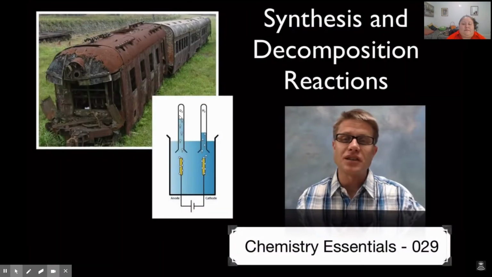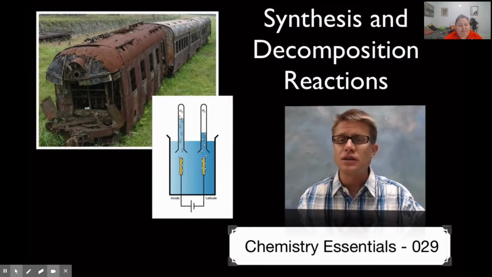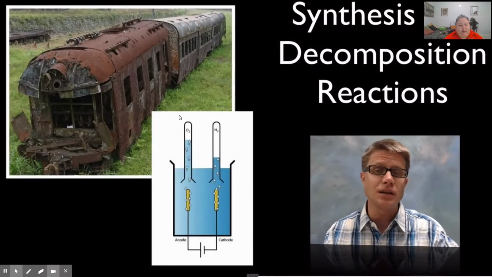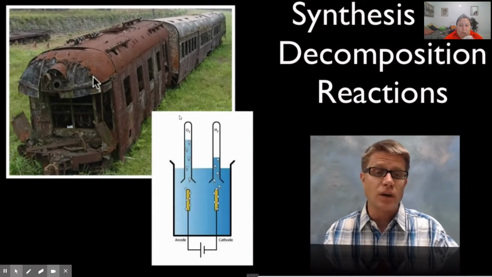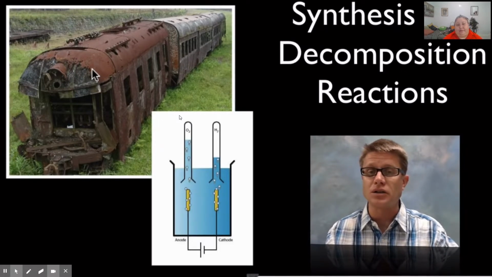Hi, it's Mr. Anderson. This is Chemistry Essentials video 29. It's on synthesis and decomposition reactions. If I were to ask you which of the two reactions you see on the left is a decomposition reaction, the tendency is to choose the rusting railroad car. The reason why is it looks like it's breaking down. But if you think about it, what is rust? Rust is the combination of iron and oxygen. And so this is actually a synthesis reaction.